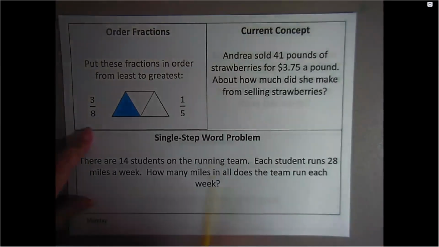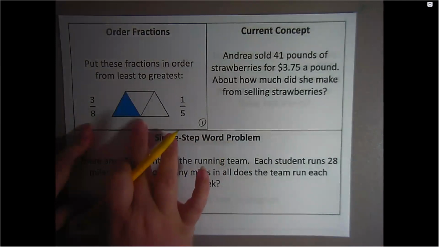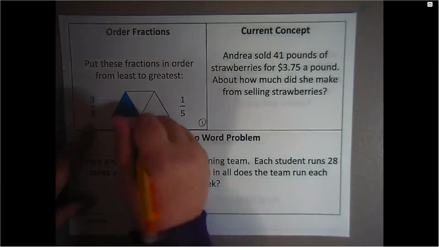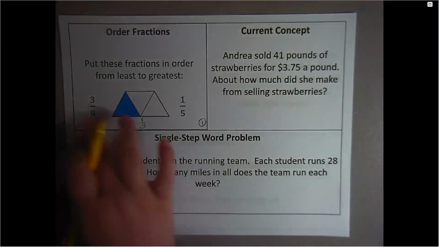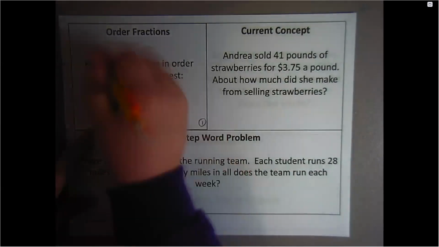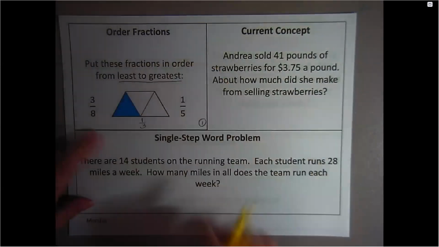And so number 1, it says put these fractions in order from least to greatest. So I have 3/8 and 1/5 in fraction form, and then I have a picture of another fraction where 1 out of 3 parts are shaded. So I need to take these 3 fractions and put them in order from least to greatest.